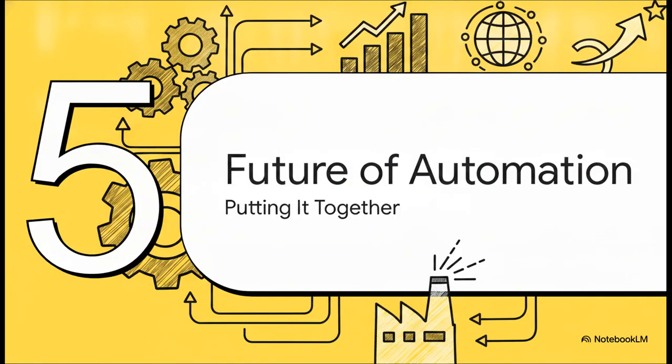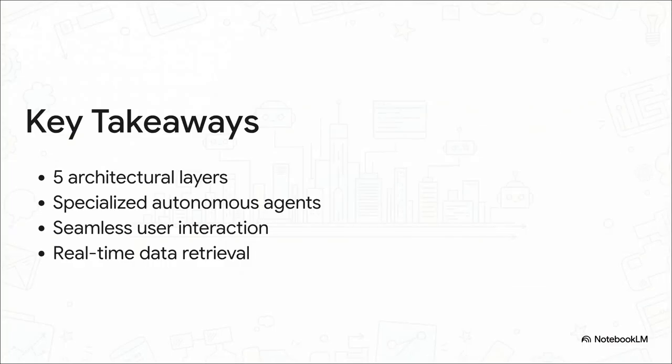Finally, Section 5, the future of automation. Let's put it all together. By cleanly isolating the foundational LLM models from the context tools and separating those from the front-facing specialized agents, this 5-layer blueprint allows businesses to automate highly complex, multi-step pipelines with just incredible precision.